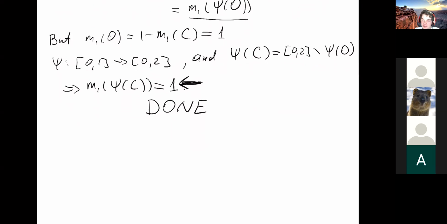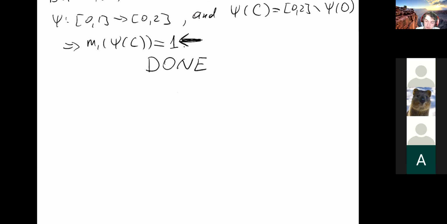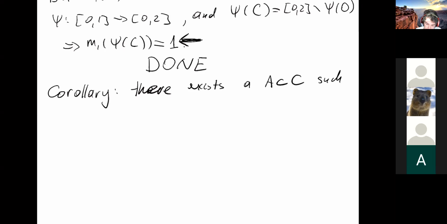But here's another thing about Psi. I'll state the corollary, and you'll be even more surprised. It won't explain anything, but it will show you what else can happen. The corollary is that there exists a measurable set whose image is not measurable.